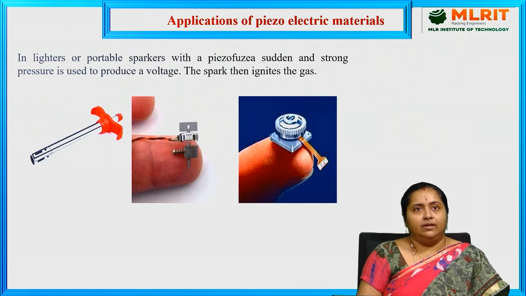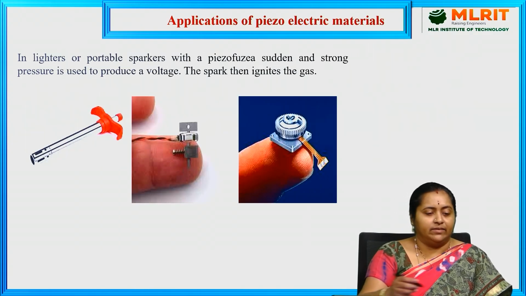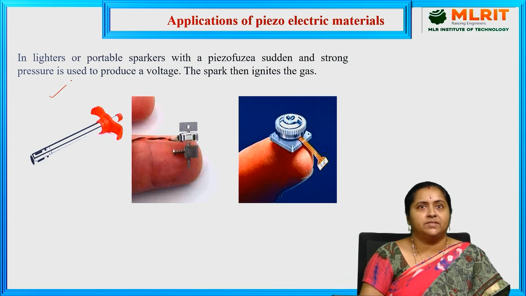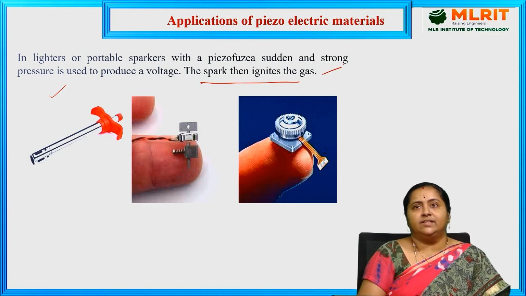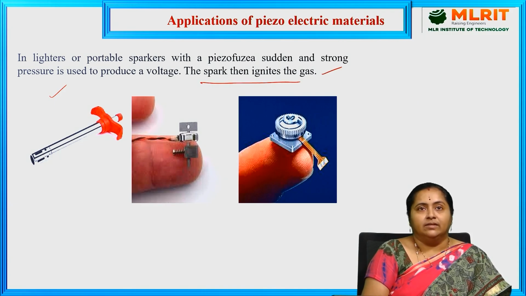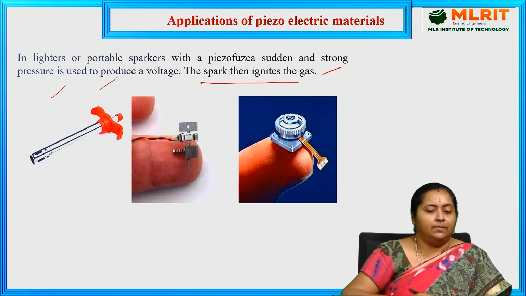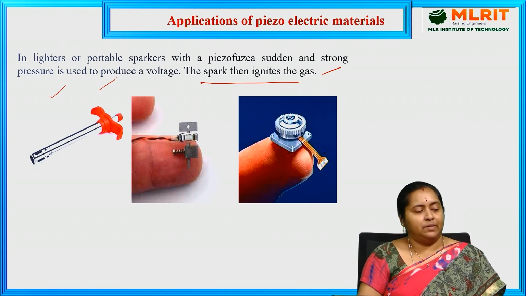Applications. If you notice this lighter, which we generally use for domestic purposes in our daily life, in lighters or portable sparkers, when strong pressure is applied suddenly, it is able to produce voltage. That spark then ignites the gas that is released from the cylinder. So this is the applicative part related to piezoelectric materials.